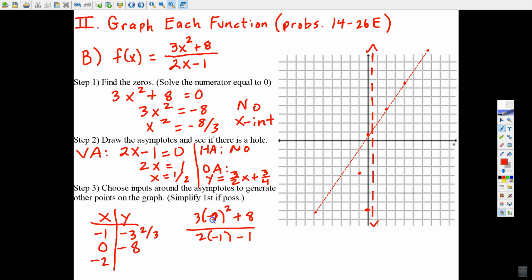You got -2 yet? -4? Everybody get -4? Just let x be -2. This is 12 plus 8, which is 20, over -4 minus 1, which is -5. 20 divided by -5. -2, -4. Okay, so it looks like this is really going to be the highest point. So from here, I'm going to just trace the asymptotes. It's not a parabola because it doesn't have symmetry, but it's kind of parabolic.